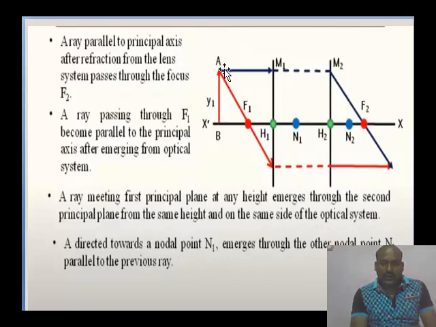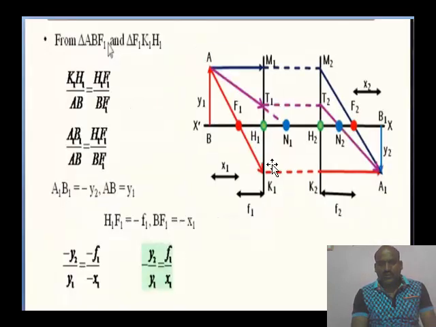So whatever the height is when it is incident, after emerging the same height will be there. Whatever the height of the ray at incidence, after emerging out the height of the ray is also the same; there is no change. A ray directed towards the nodal point N1 emerges through the other nodal point N2 parallel to the previous ray. For example, we can see the rays in the next slide.